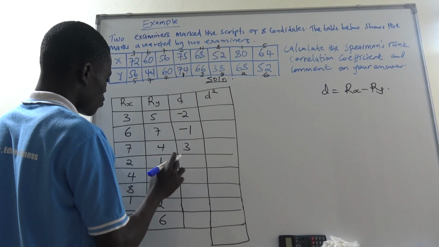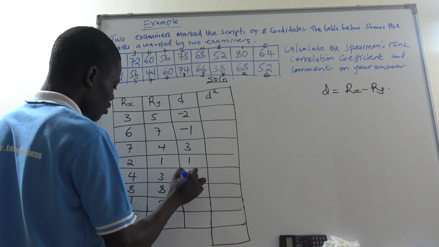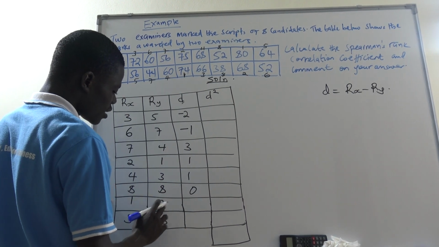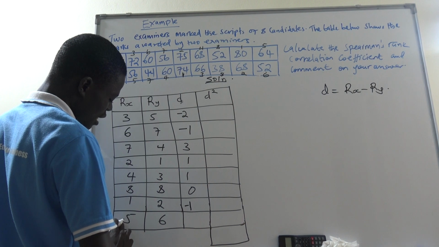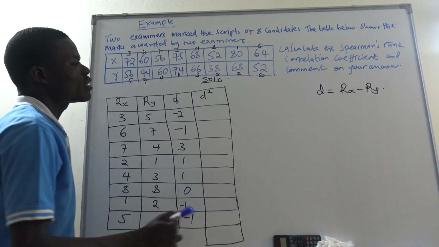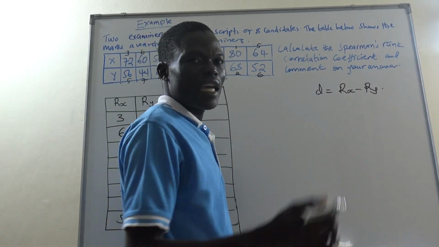Then 2 minus 1, we shall get 1. 4 minus 3, we shall get 1. 8 minus 8, 0. 1 minus 2 is negative 1. And then 5 minus 6 is negative 1. That's when we have used the ranking of x minus the ranking of y.